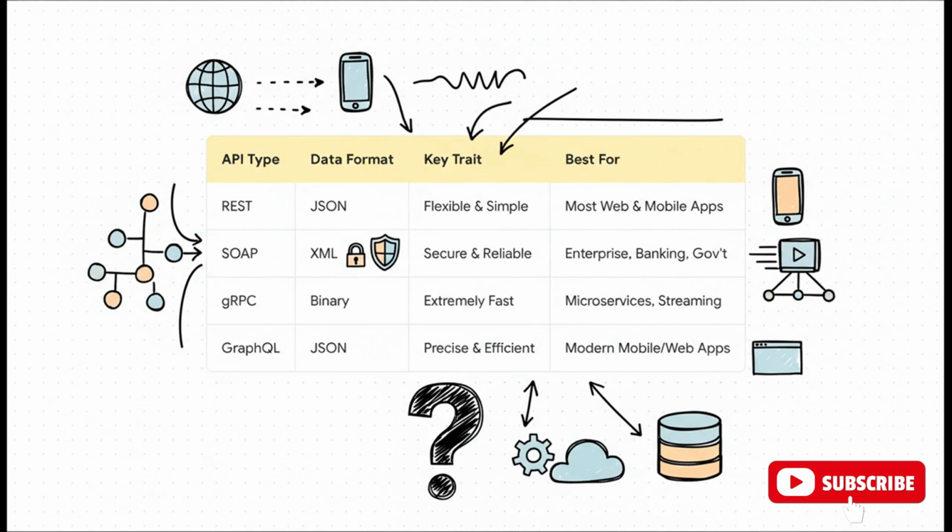Building a pretty standard web or mobile app, REST is probably your go-to. Its flexibility is perfect. Handling sensitive financial data, you're going to want the reliability and security of SOAP. Connecting a bunch of small internal services, what we call microservices, where speed is everything, gRPC is an absolute game changer. The takeaway is simple. There is no single best API. It's all about understanding the problem you're trying to solve.